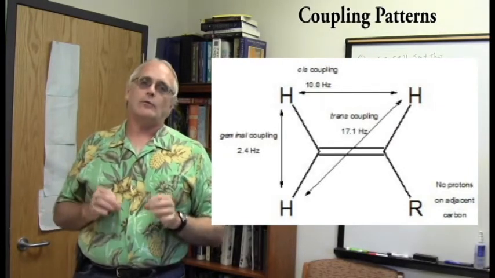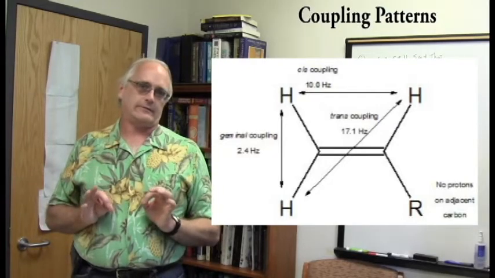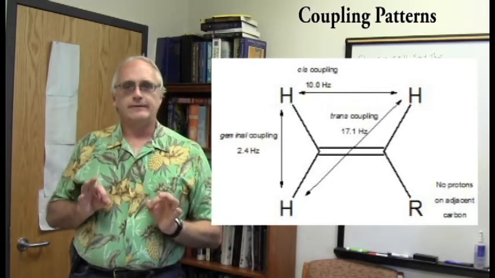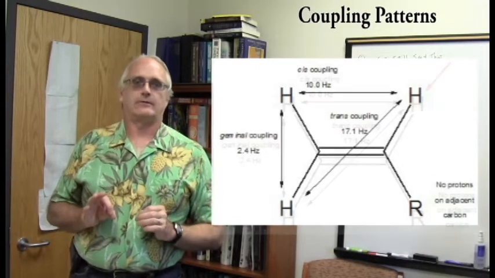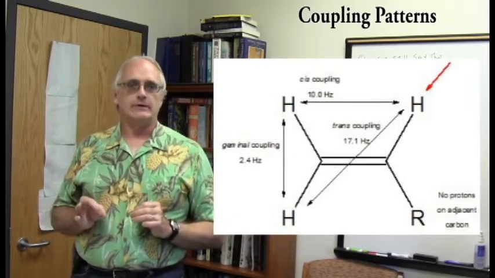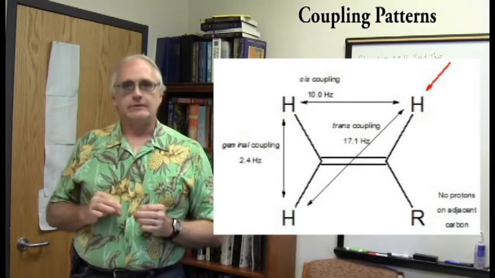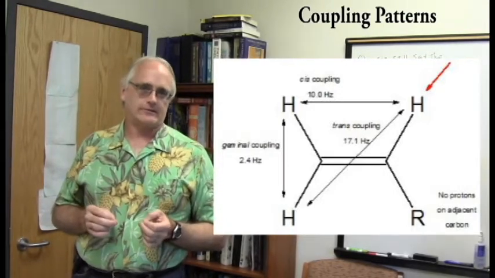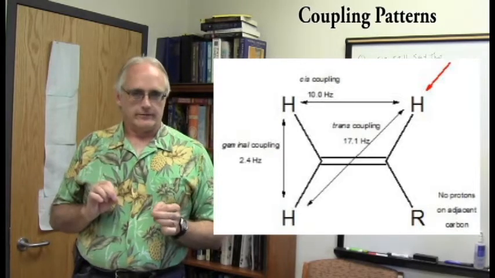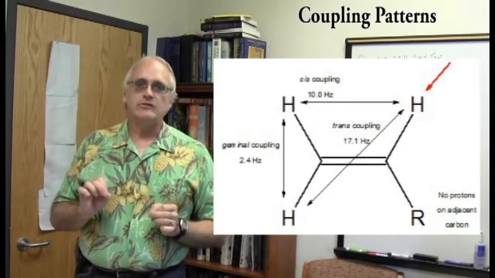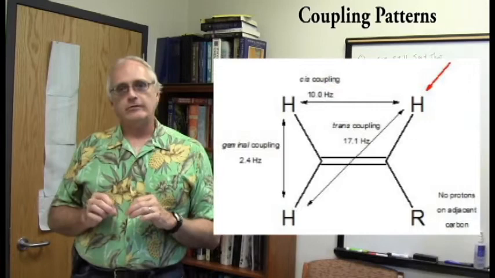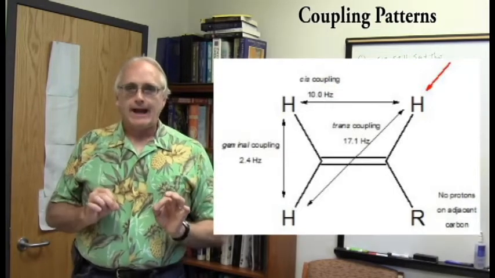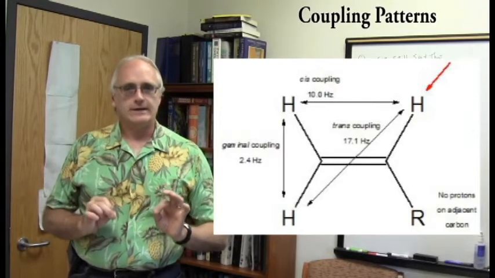And you can glean one other significant bit of information. As we've mentioned, they're all doublets of doublets. Even this proton is a doublet of doublets, it seems. 17 Hertz coupling constant trans, 10 Hertz coupling constant cis, but no others. In other words, whatever must be over here in the rest of the molecule, whatever's on the adjacent atom, that atom has no protons on it.